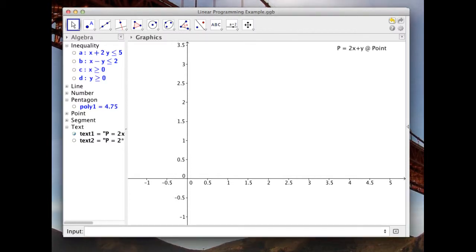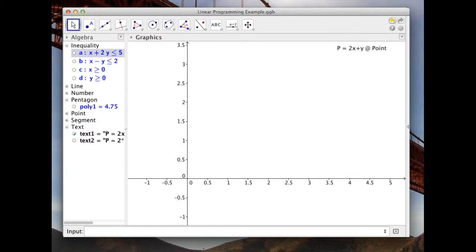Okay, in this video we're going to talk a little bit about a linear programming example, and I'm going to show it to you two ways to try to explain what's going on. So what the problem would state is that I'm trying to maximize the objective function, which is p equals 2x plus y, and I'm going to say at a given point, and you'll see why, subject to the following constraints.